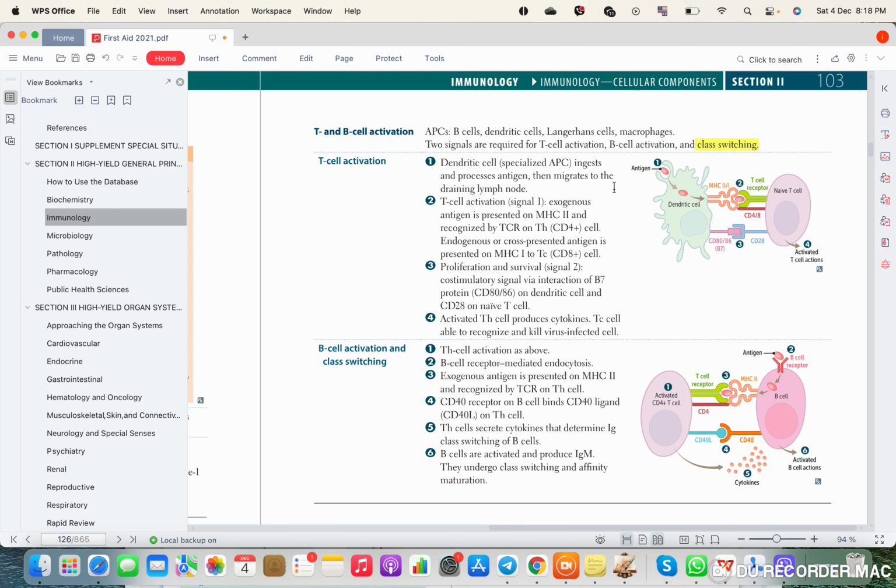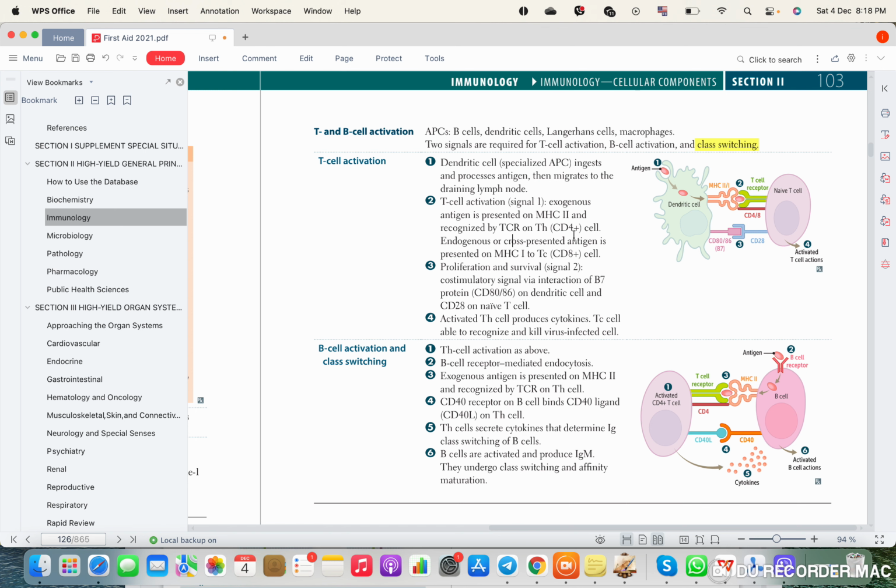How? Exogenous antigen is presented on the MHC class 2. Why MHC class 2? Because they are antigen presenting cells. And they are recognized by the T cell receptor. So they write MHC class 2 on it, you will have antigen presentation, and it will be recognized by the T cell receptor on the T helper CD4 cell.